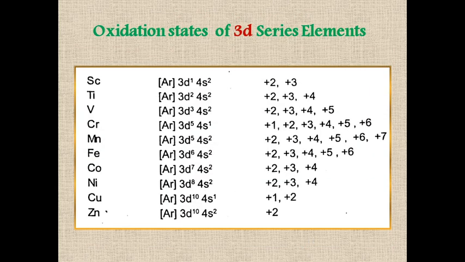These are the oxidation states of the 3D series elements. So this is the minimum oxidation state from 4s, that is here +2 is the minimum oxidation state of all these, except chromium with 4s1 and copper with 4s1. So that's why here the +1 oxidation state came, and here also +1 is the minimum oxidation state. For all others, the minimum oxidation state is +2. And the maximum oxidation state depends upon the ns and nd orbitals. So 2 + 1 = 3.